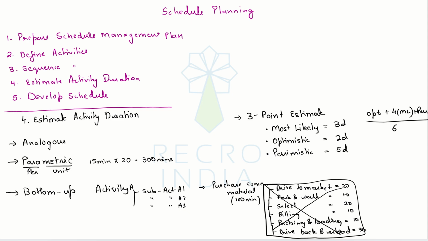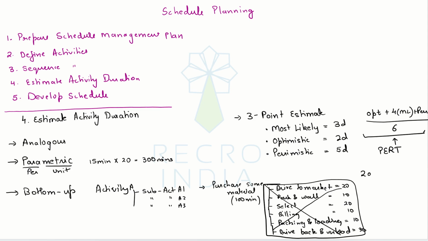Now why 4? See, this is coming from the PERT. This formula comes from the PERT technique, program evaluation and review technique, where the weights are fixed, that you have 1 of optimistic, 4 of most likely, and 1 of pessimistic, and you divide it by 6. However, if you want, you can use any weights.